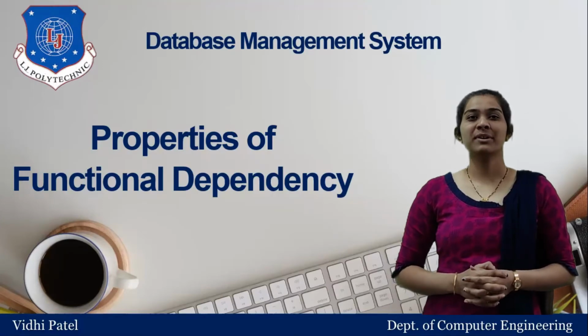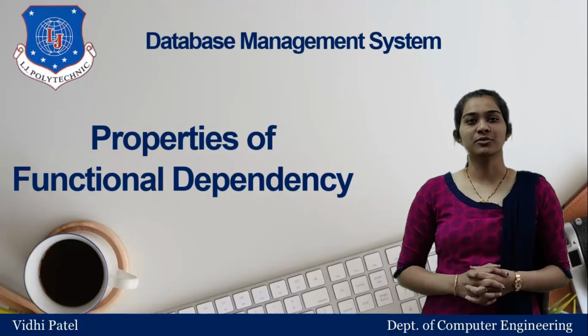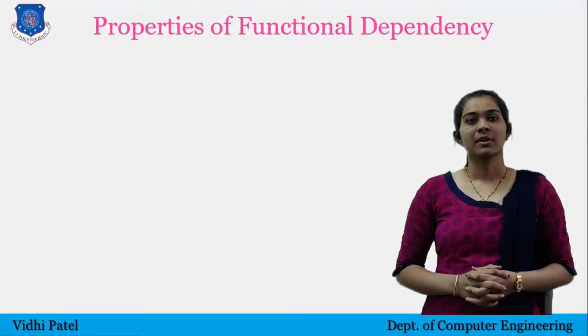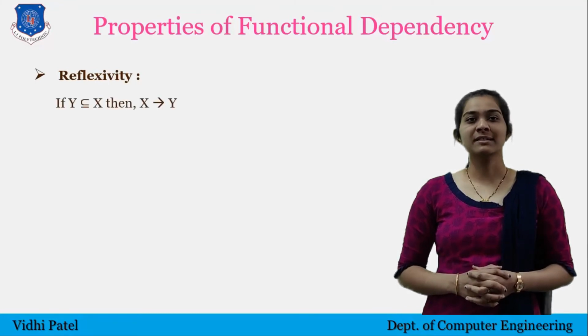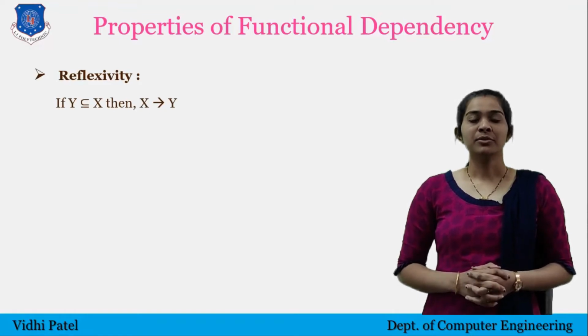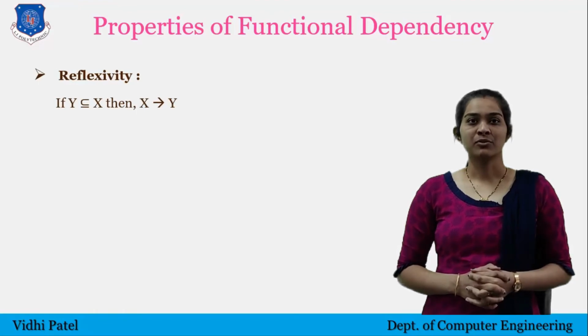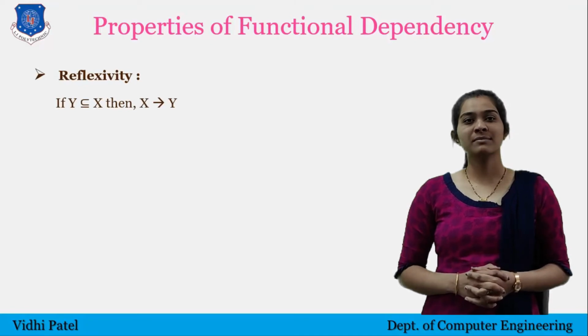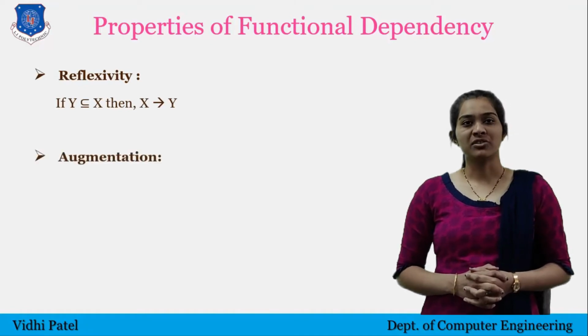We will see properties of functional dependency in this tutorial. First one is reflexivity. If y is a subset of x, then x determines y. As we have seen in trivial dependency, here you don't need to check valid or invalid case because it is always valid.